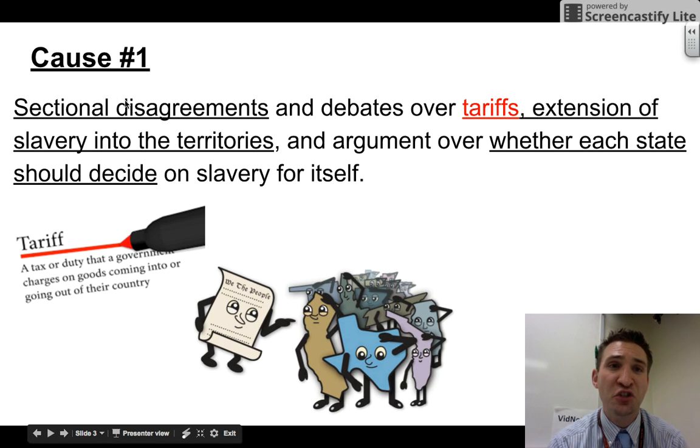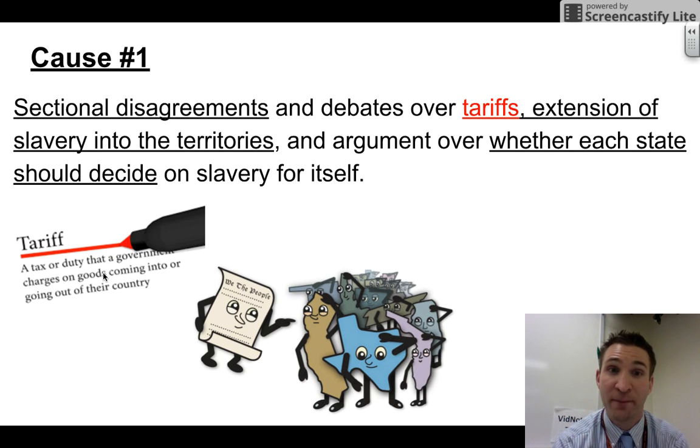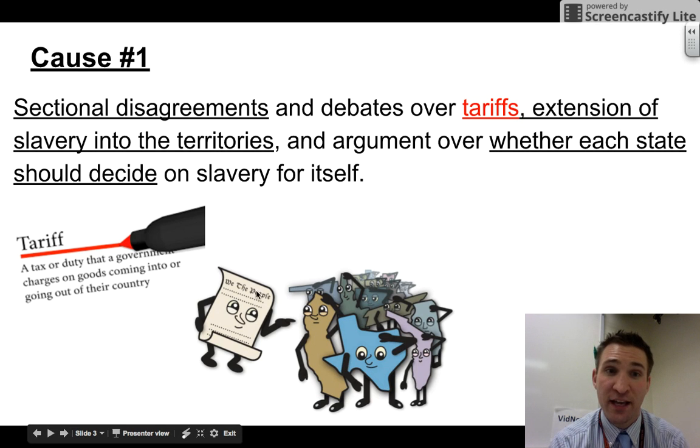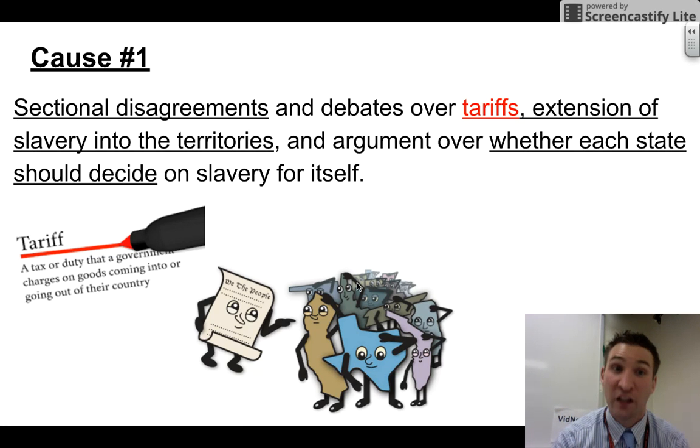Cause number 1: sectional disagreements and debates over tariffs, extension of slavery into the territories, and argument over whether each state should decide on slavery for itself. What's a tariff? It's a tax or duty that a government charges on goods coming into or going out of their country. And this was the argument. There is one Constitution in the United States. Should that be followed by all of the states, or should each state decide for itself on certain issues like slavery? That was the disagreement.